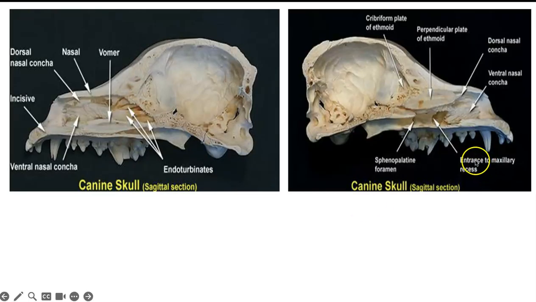Again, if you look at this cross section of the cranial skull, you can see the cranial cavity, and you have the nasal cavity, the nasal bone, and then the dorsal nasal concha. You have the endoturbinate bones, which form the ethmoid concha. You can see the vomer bone right here. Also you can see the ethmoid bone, and this perpendicular part of the ethmoid bone, and the cribriform plate is important for the passing of the olfactory nerve bundles.